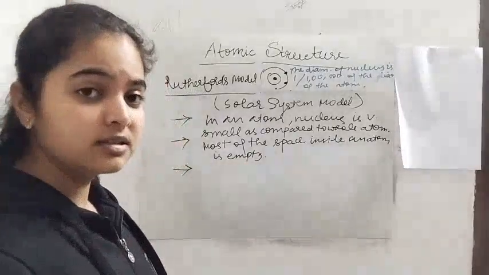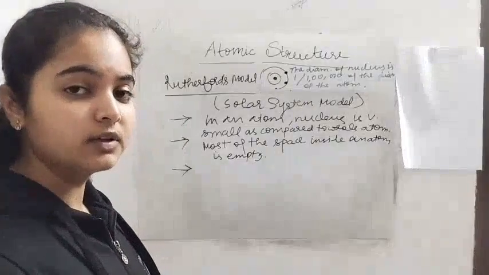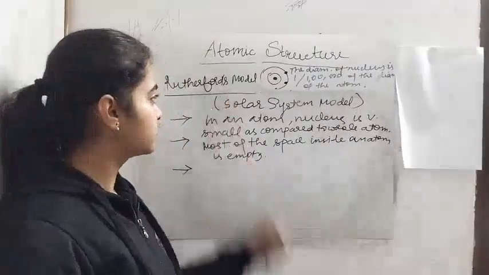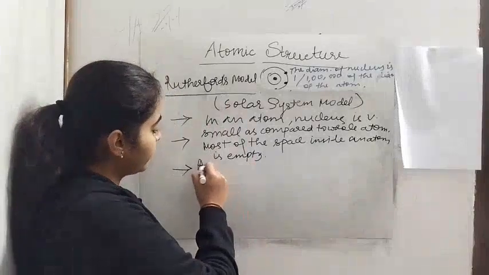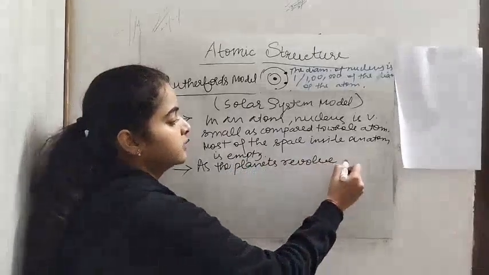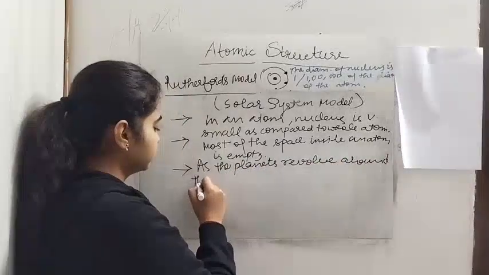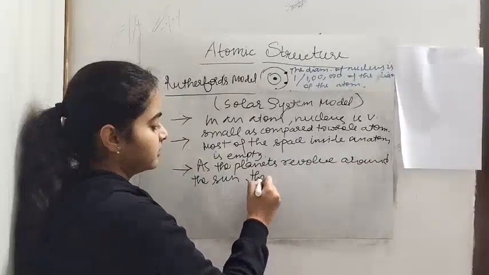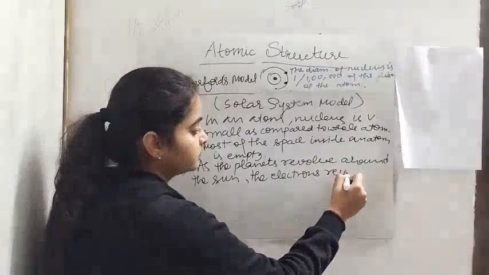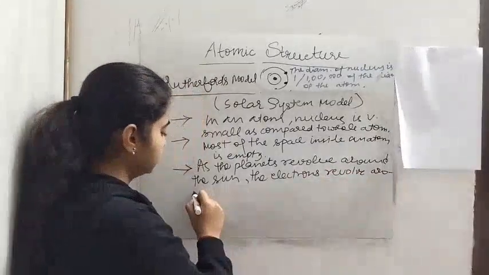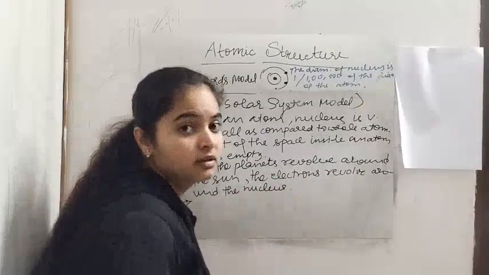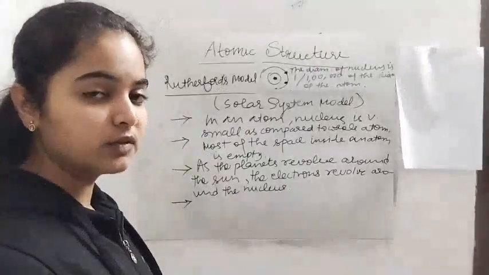Then he said that like planets revolve around the sun, the electrons revolve around the nucleus. This point is important because due to this point only, it has been given the name solar system model. So he said that as the planets revolve around the sun, the electrons revolve around the nucleus. He also said that the nucleus is positively charged and the revolving electrons are negatively charged.